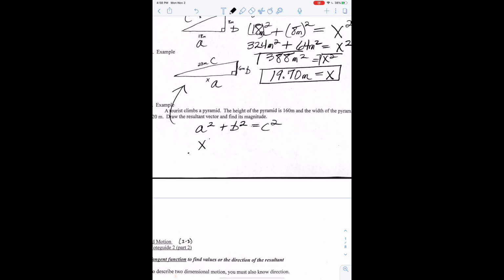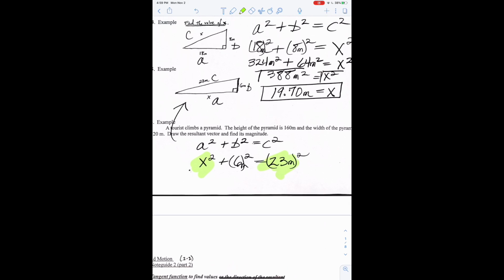We'll then have x squared plus 6 squared is equal to 23 squared. Once again, I'll write the units because it's kind of neat. I'm not going to solve that one, but I can guarantee for a fact, just like we said earlier, that x is going to be less than 23. And that's a good check at the end to make sure you're doing it right.